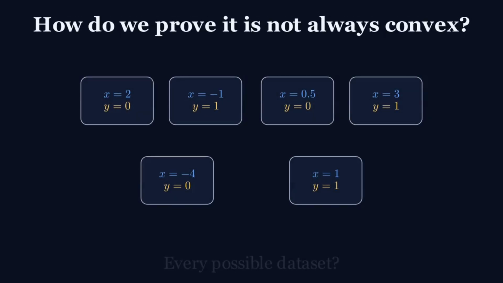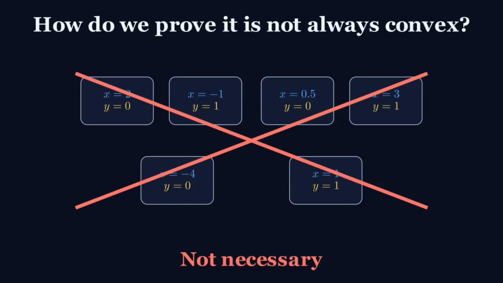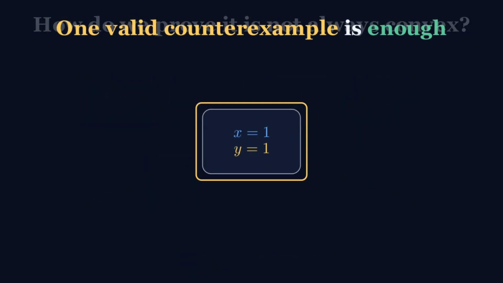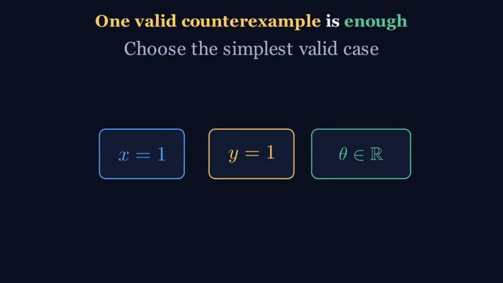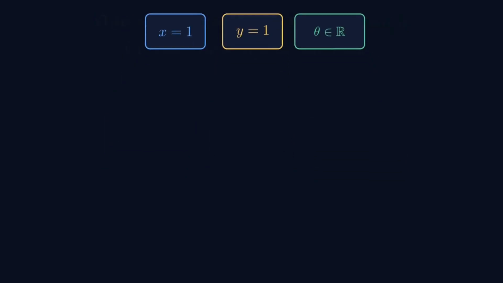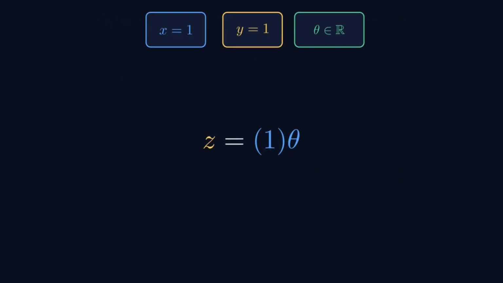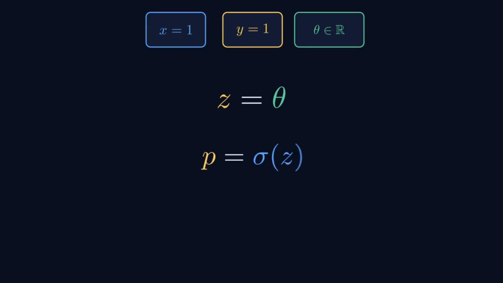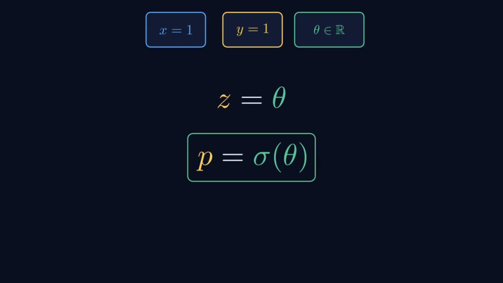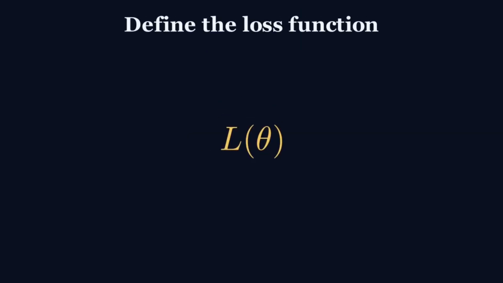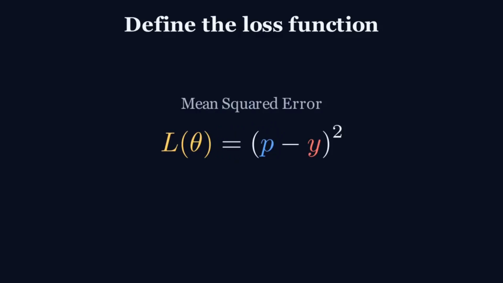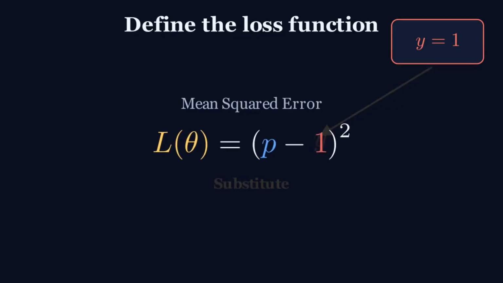To prove that a function isn't always convex, we don't need to check every possible dataset. We need to find one valid example where convexity fails. So to keep the algebra simple, we'll let x equal 1, y equal 1, and theta be one-dimensional. And remember, z is equal to x theta, which is just theta, as x is equal to 1 for our example. The probability used in logistic regression is defined as the sigmoid of z. So for one training example, L of theta is defined as (p minus y) squared, which is just the squared error. So in other words, (p minus 1) squared.